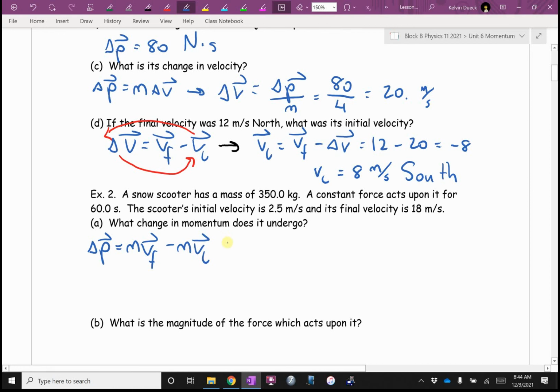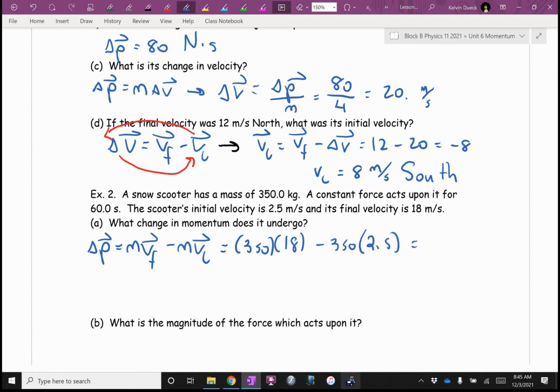What was the mass, Raphael? 350. Good. VF. Okay. Minus 350 VI. Before we say 2.5, let's read carefully. Is there any hint that there's a direction change, that I need to make this 2.5 negative or anything like that? Do you see anything like that hinted here at all? I don't, but I checked. So VI is just, yep.